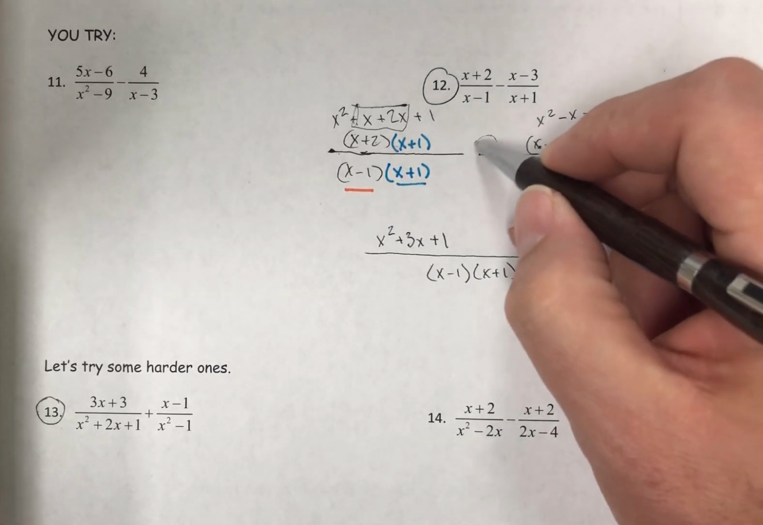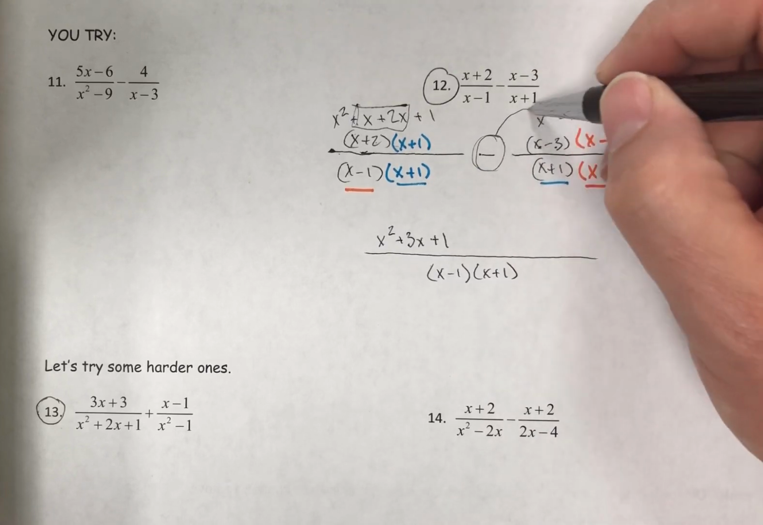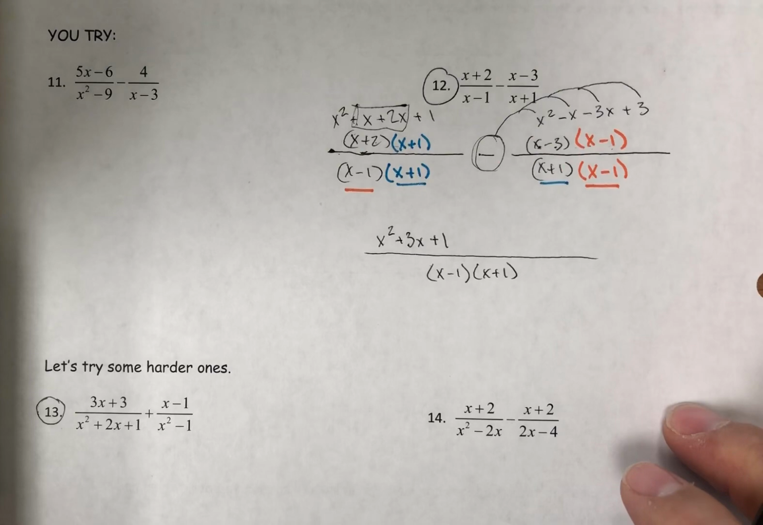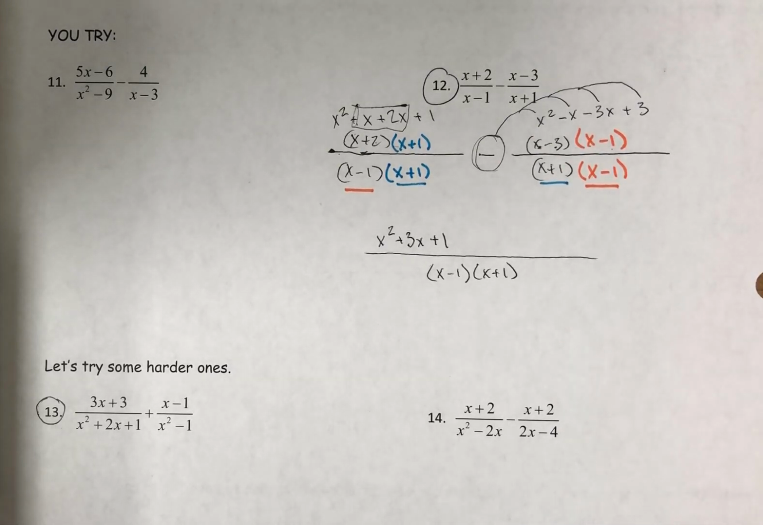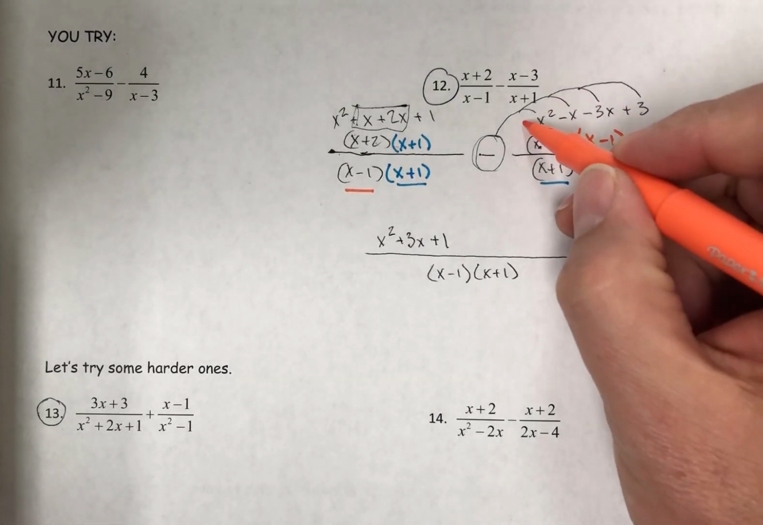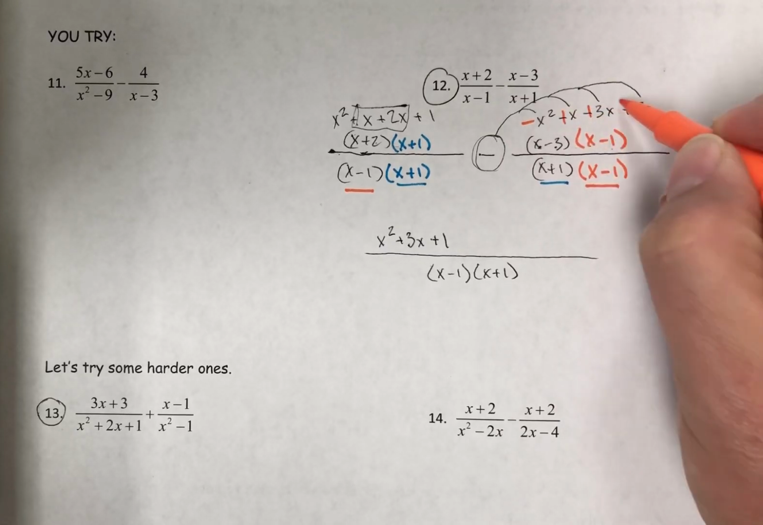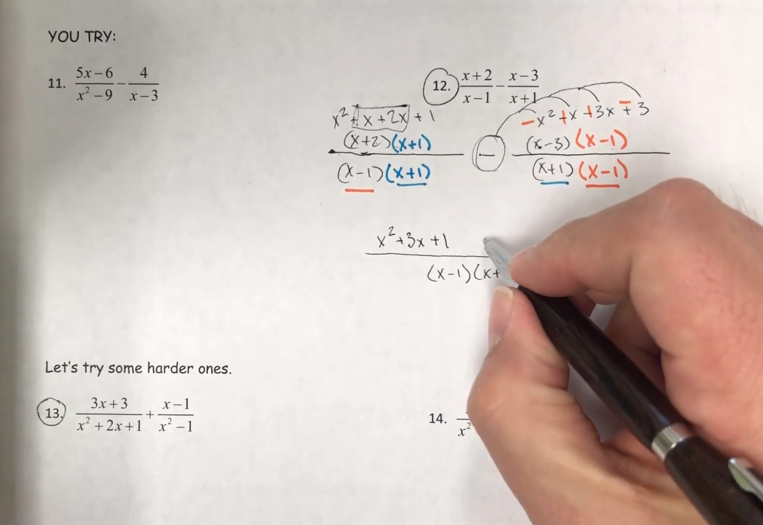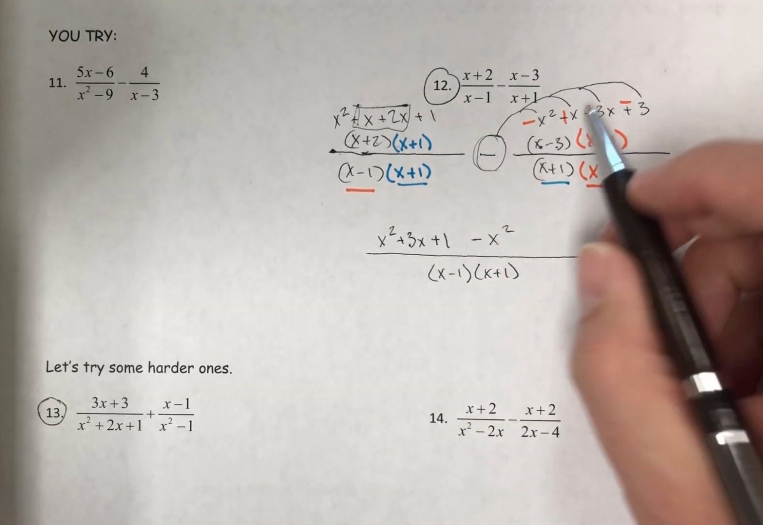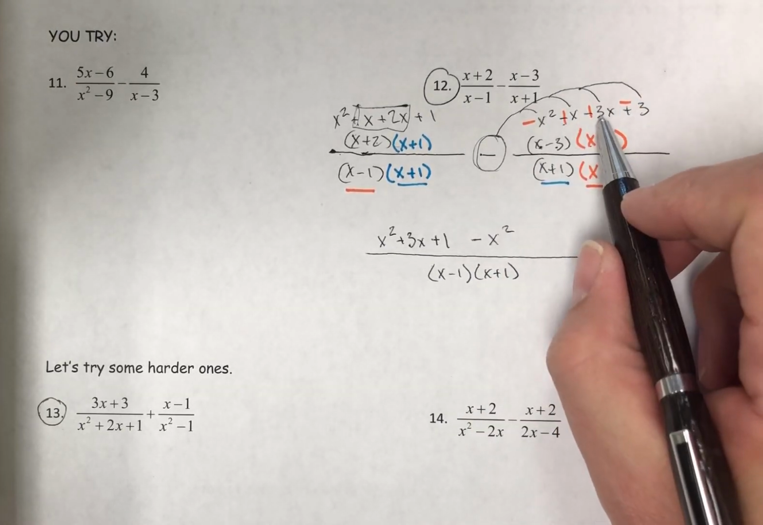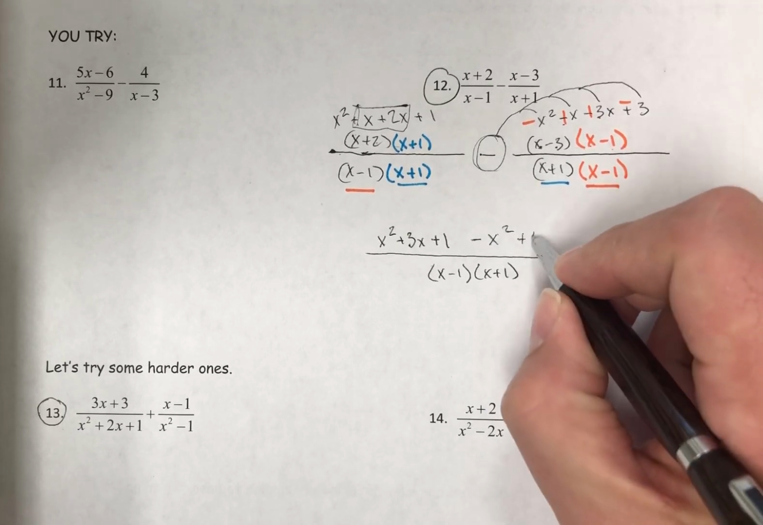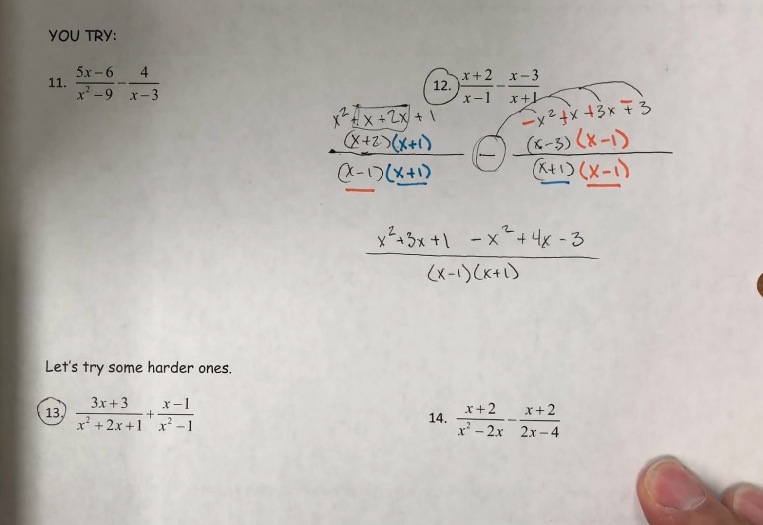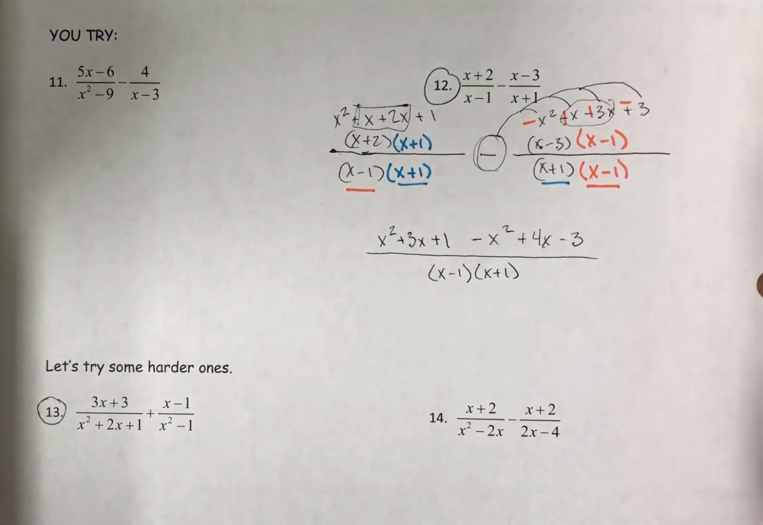Again, this is subtraction, so I need to distribute that to every term over here. Okay, so what does that do to every term? It makes this negative plus plus negative. So then when I simplify this, this becomes a minus x squared plus x, and plus 3x gives me a plus 4x, and then I have my minus 3. Okay, because I combine those two like terms.